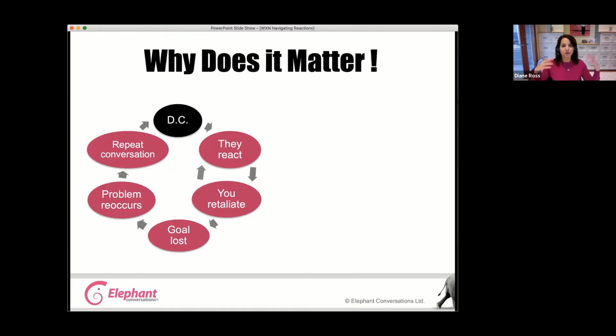The problem can reoccur, repeat conversations, and we get into this kind of thing where you could almost think about being stuck in the flush cycle in your toilet, right? It just goes around and around. So we want to avoid this.